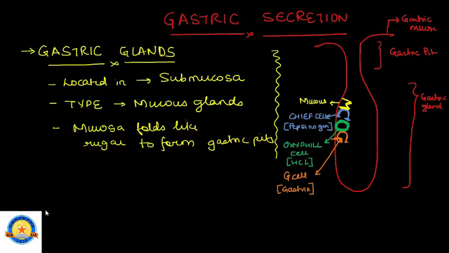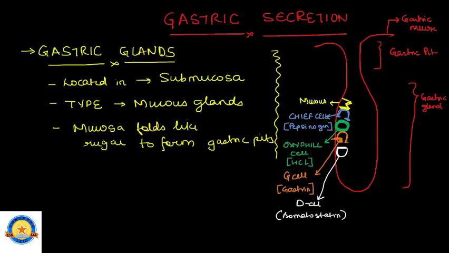Now next is called D cell. D for dog. So we will draw it with white. So D cell. What does it produce? It produces somatostatin.